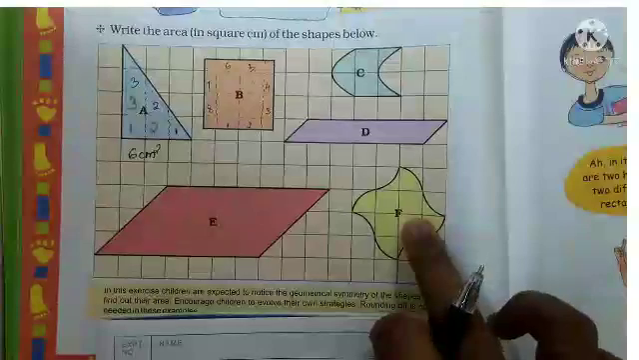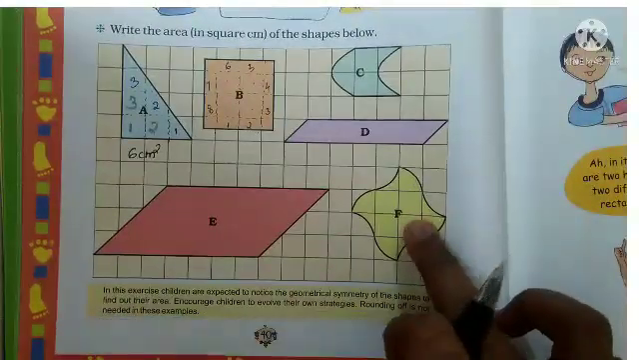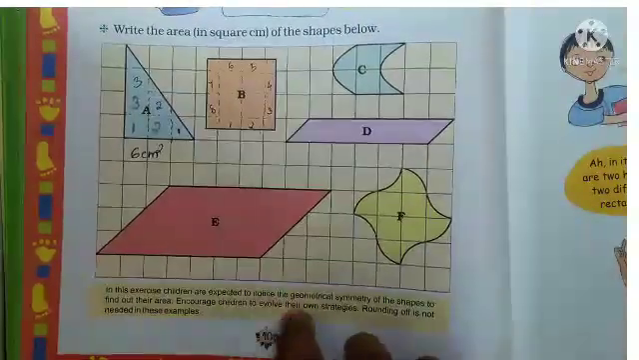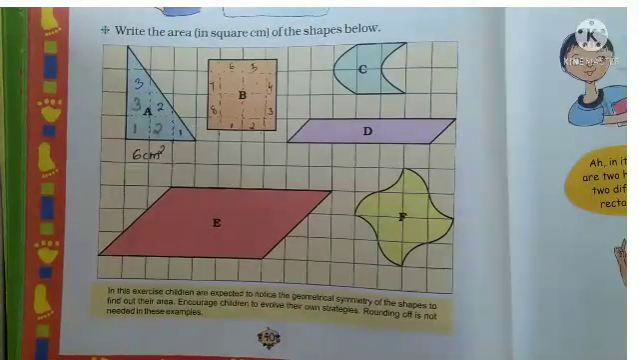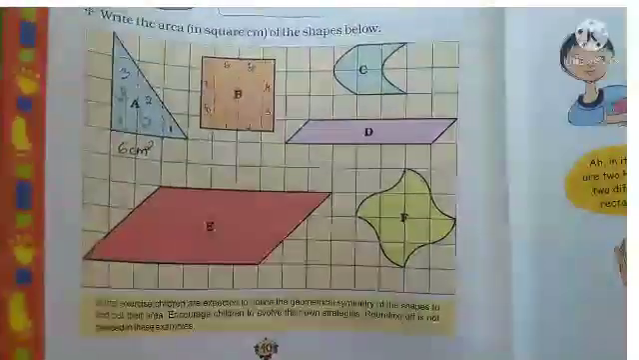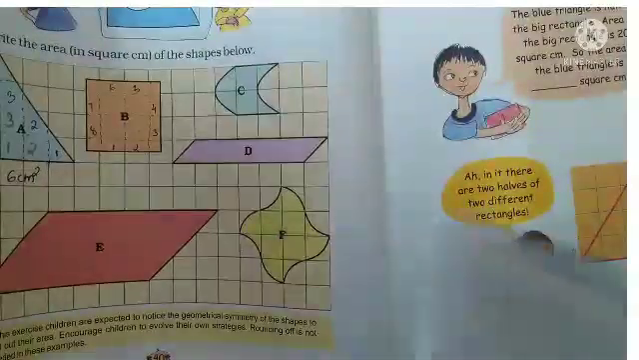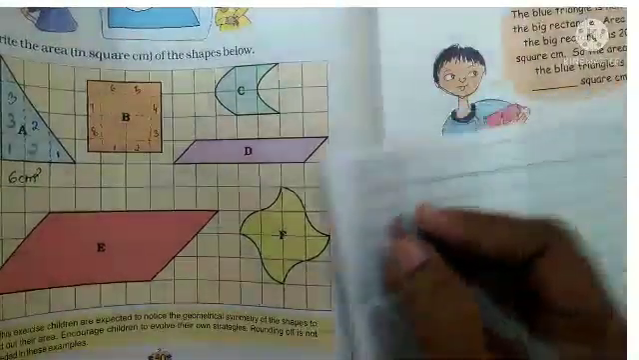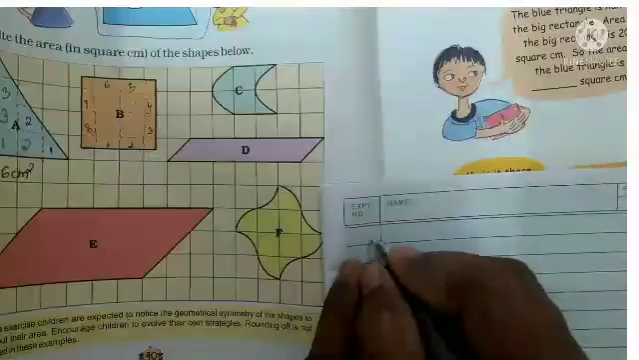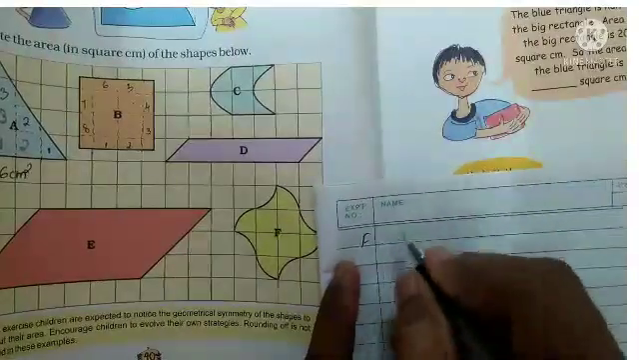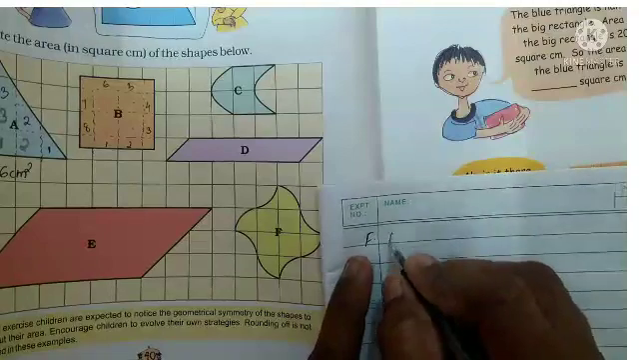Next, I can do the question number F. Why am I doing this question? Because it is a little bit different from the first 2 questions. So how can we do this F question? How can we find out the area of figure F? What is the first step? Yes, we need to find out the complete squares.